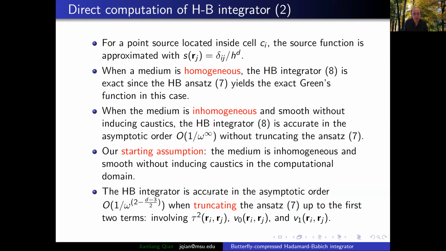And then we truncate the ansatz up to the first and second terms. Then it involves the cosine square function and V0, V1, and the accuracy will be up to this. Essentially, when D equals 3, the three-dimensional case, if we keep the first two terms, then we will have 1 over omega square type accuracy. That's our expectation. Numerically, we will see that it isn't the case.